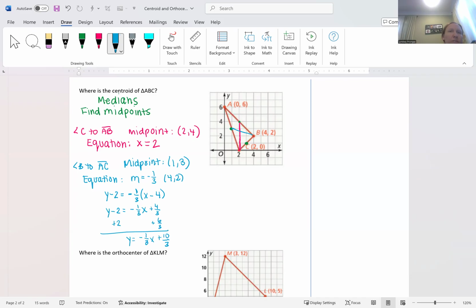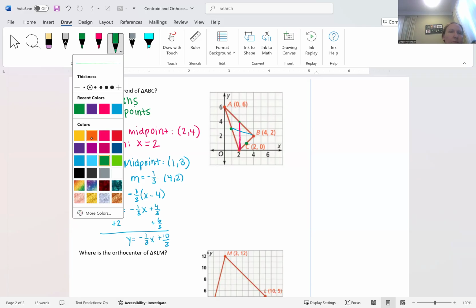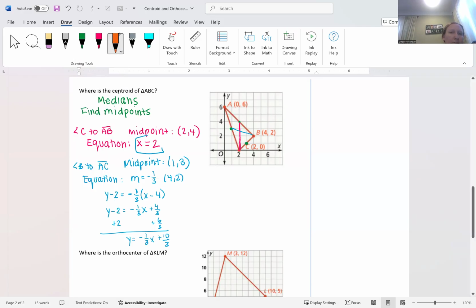So we are going to take those two equations. We'll call it orange. We're going to take those two equations and solve that system of equations. And this one's actually a little bit easier of a system because one of our equations is just x equals 2. So that's nice.